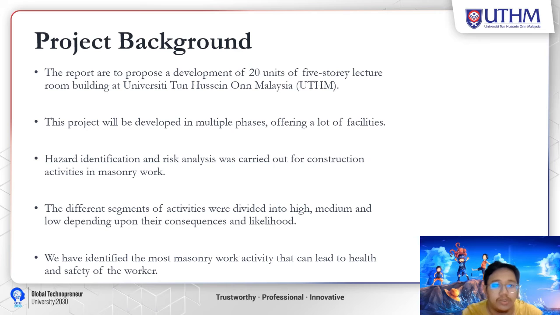Next is our project background. The report proposes to develop 20 units of 5-story lecture room building at UTHM. This project will be developed in multi-phases, offering a lot of facilities. Hazard identification and risk analysis was carried out for construction activity in masonry work. The different segments of activities were divided into high, medium, and low depending upon their consequences and likelihood. We have identified the masonry work activities that can lead to health and safety risks to the worker.